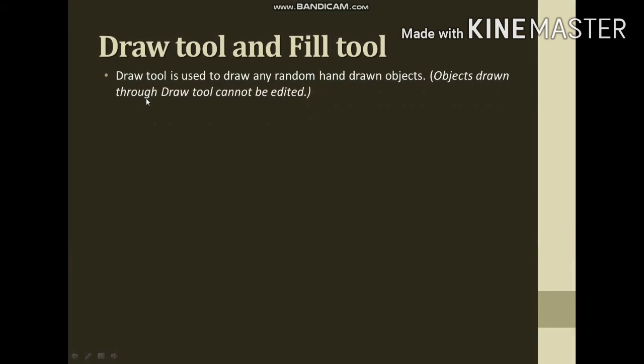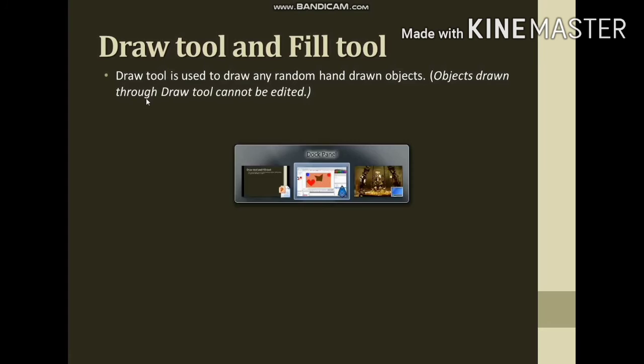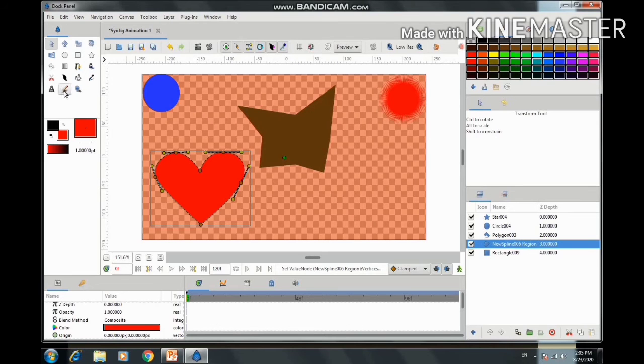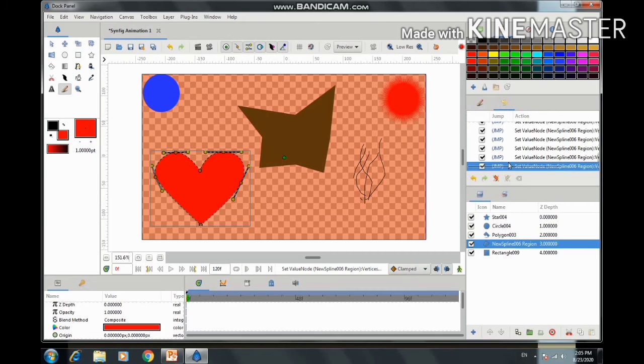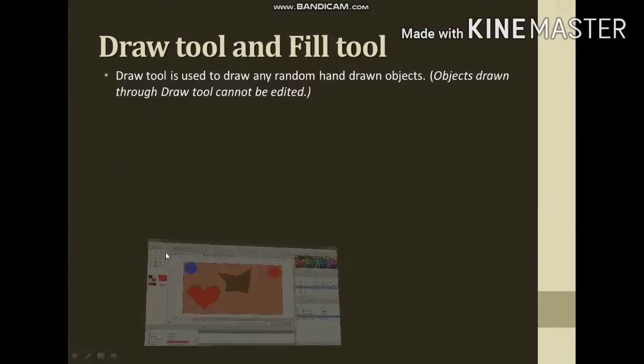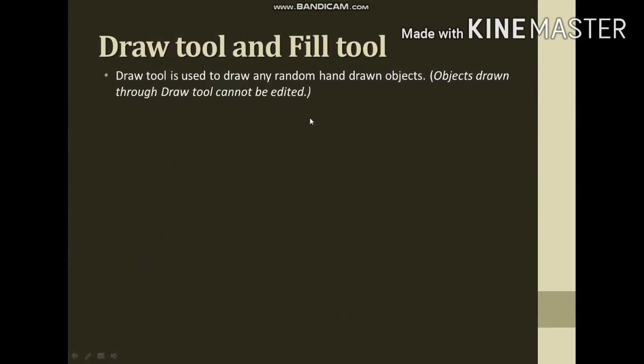Draw tool and fill tool. The draw tool is used to draw any random hand-drawn object. The object drawn through the draw tool cannot be edited. Here you can see a pencil icon, that is the draw tool. Whenever I click on this and draw any random hand-drawn painting, a layer is not created and we cannot undo it. So we are not using the draw tool.